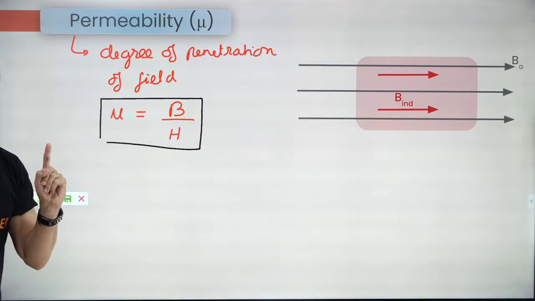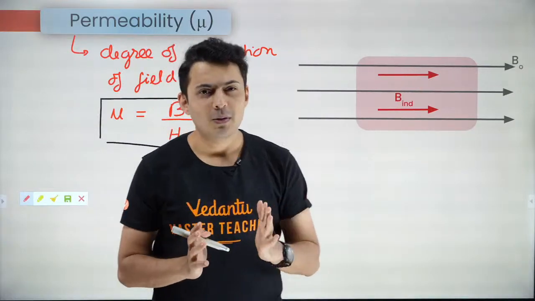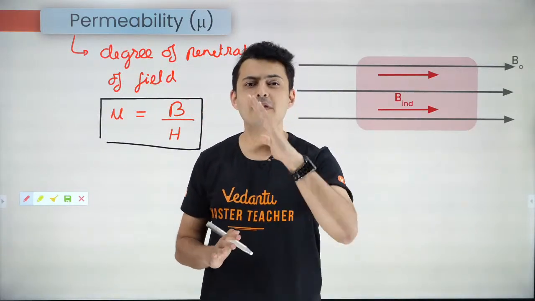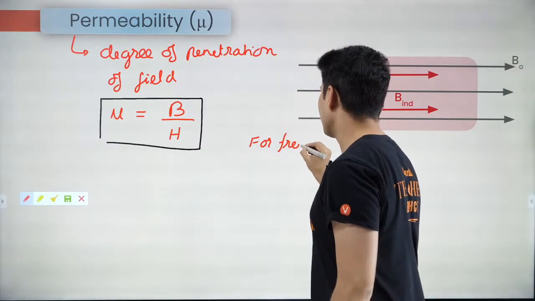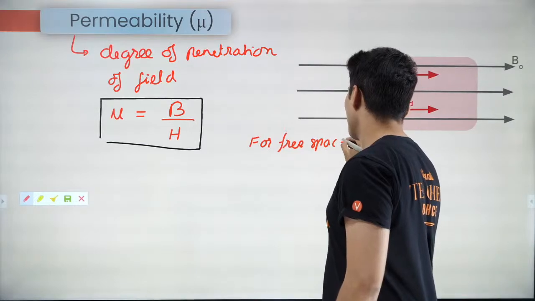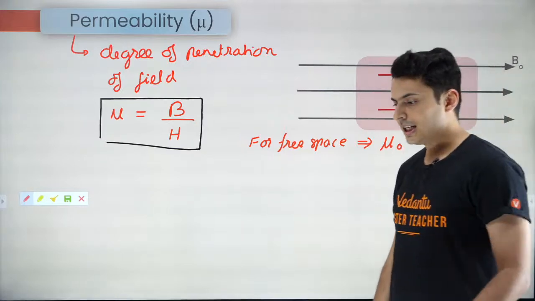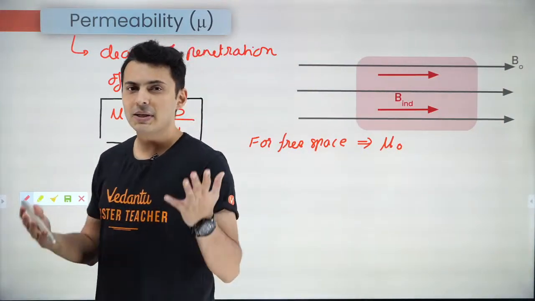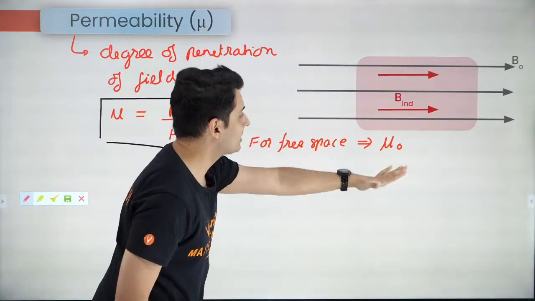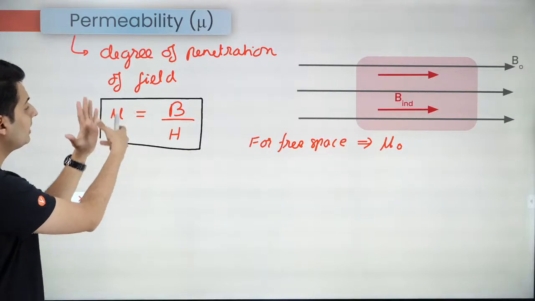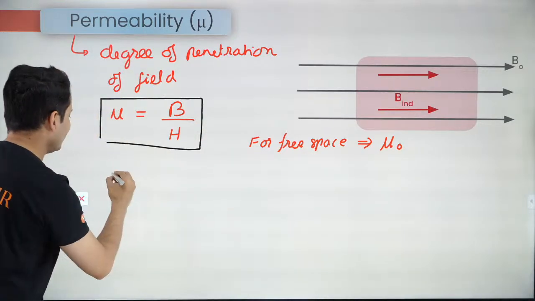Now, if I talk about the permeability of free space, for free space, what is the permeability? The answer will be just mu naught, correct? The permeability of free space, I just told you, has been defined as mu naught. Now relative to free space, how permeable is this particular material? That is called relative permeability.